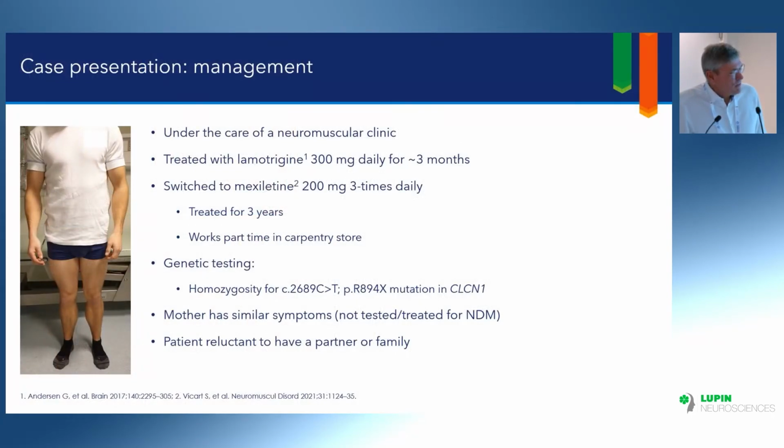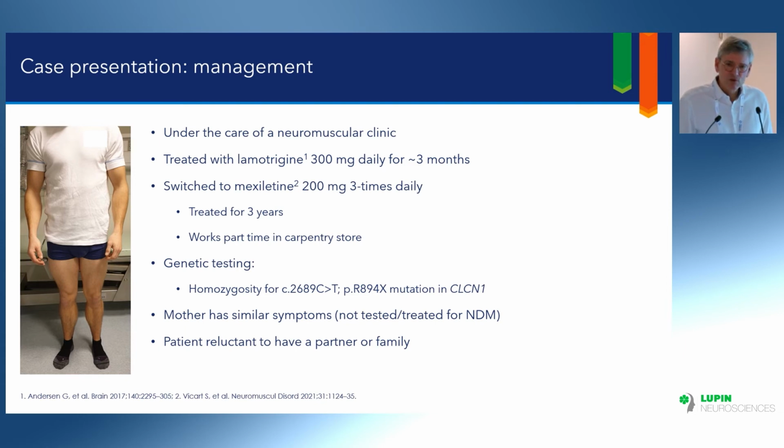So when he got to the neuromuscular clinic, we started with lamotrigine, and that works in a lot of patients. It didn't work so well for him, and so he was switched to mexiletine, and he felt that worked better, and he's on this treatment now. Genetic testing showed that he had this quite common R894X mutation. It's a quite common mutation.